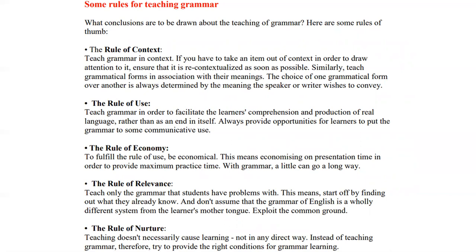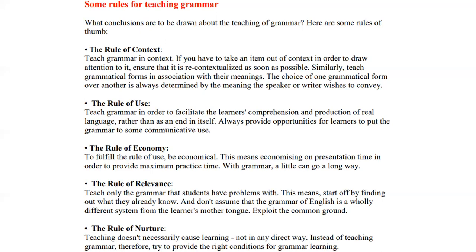The rule of use, which was explained earlier, but the point here is that the learner should have comprehension in order to produce a language. You cannot produce one if you don't have it, like you cannot give what you don't have. So the learners should comprehend the grammar point first and then produce an outcome of real language.